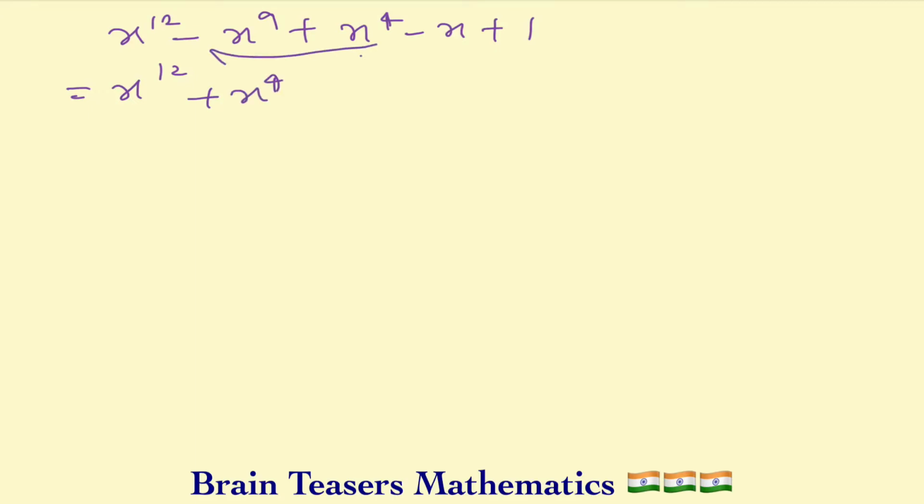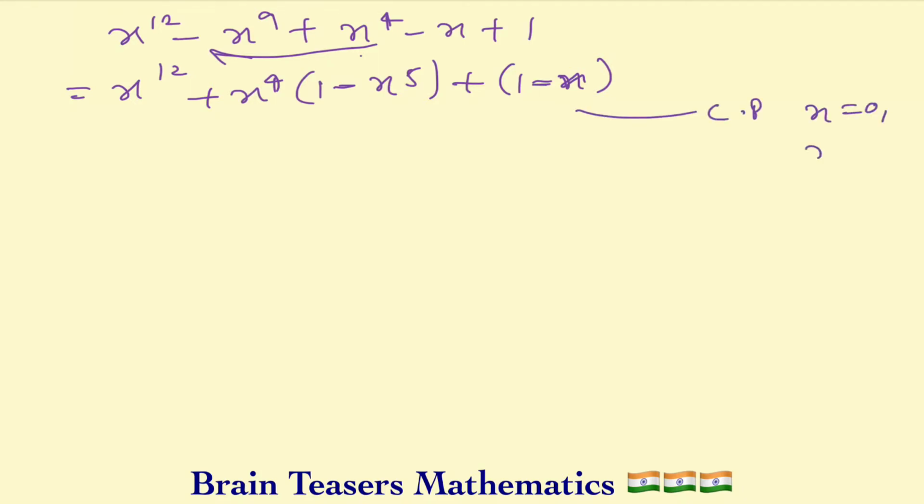Now we are going to take the second case. When we write x to the power 12 minus x to the power 9 plus x to the power 4 minus x plus 1, we can write it as x to the power 12, and we take x to the power 4 common from the second and third terms, so here it will be 1 minus x to the power 5, plus 1 minus x. Here also the critical points are x equal to 0 and x equal to 1.